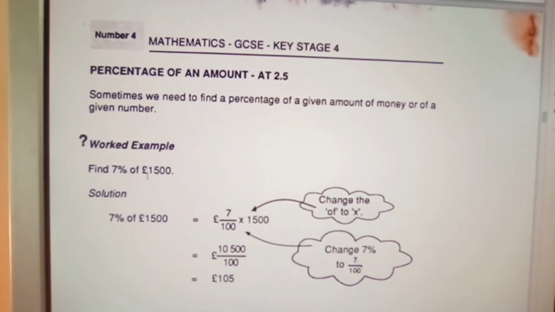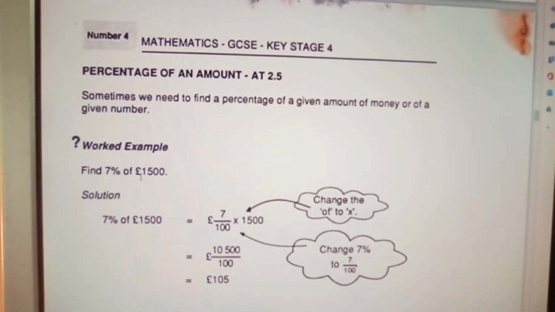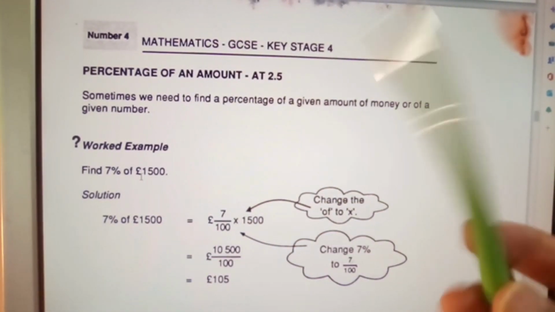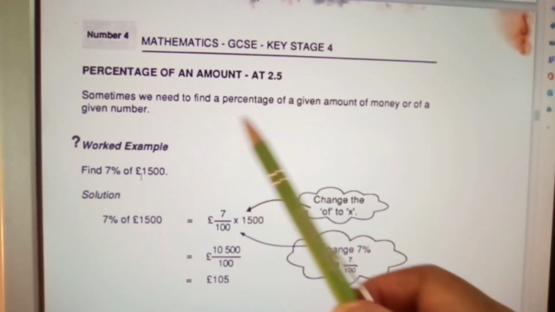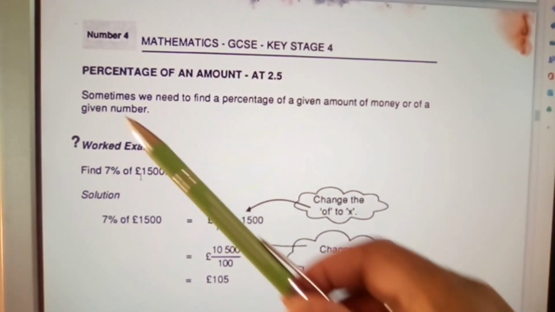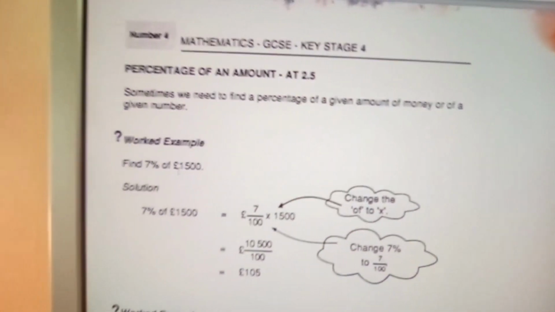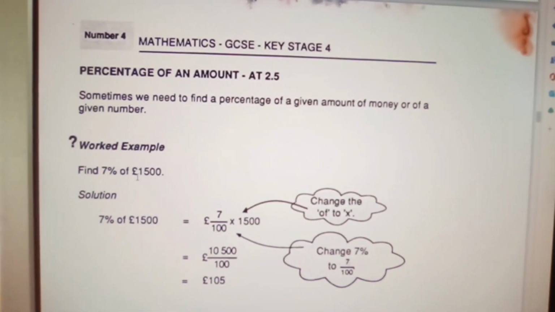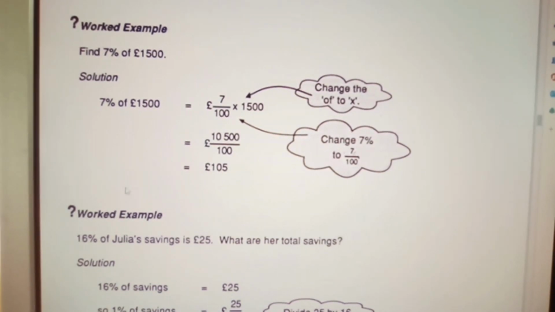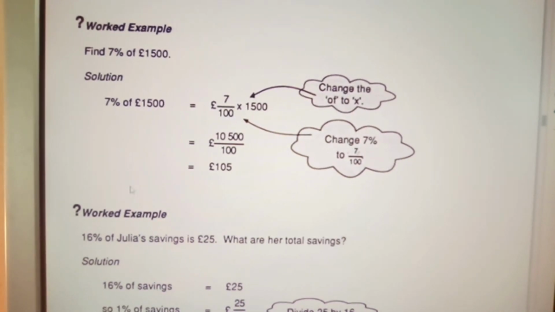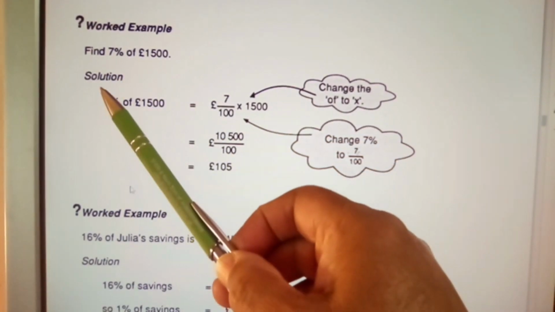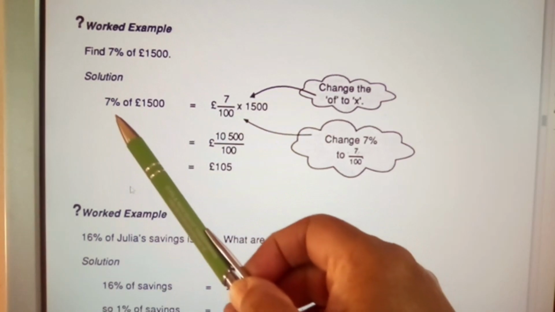Okay. Alright, so what we're going to look at is percentage of an amount. Sometimes we need to find a percentage of a given amount of money or of a given number. And here we are. Worked example. Find 7% of £1,500. And we're going to look at the solution.